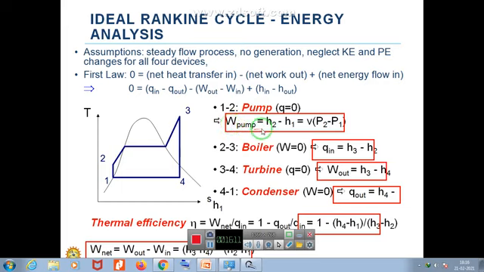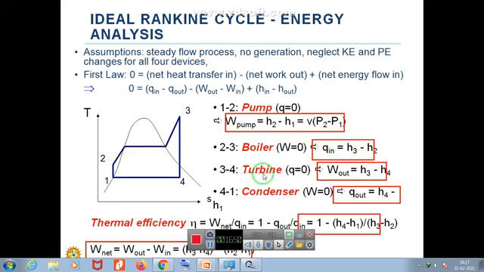W pump equals the enthalpy H2 minus H1, that is the pump work. Or we can write specific volume times boiler pressure minus condenser pressure. Next, 2 to 3 is the boiler. How much heat is added from 2 to 3? It is H3 minus H2, that is the fluid enthalpy coming into the boiler.